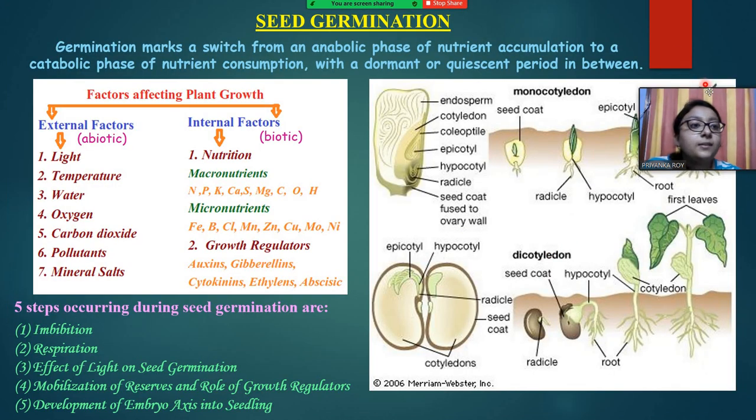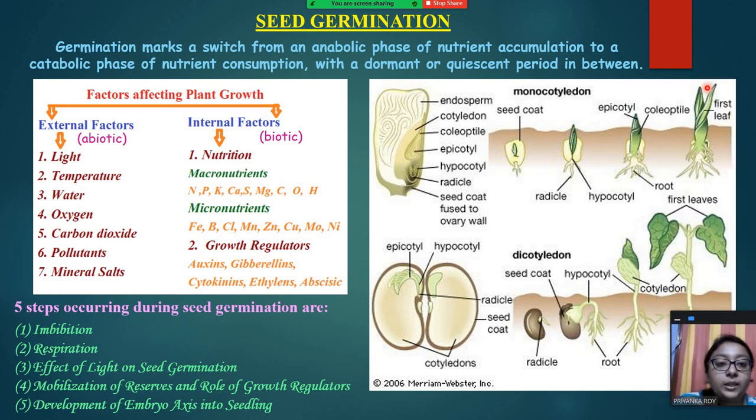Okay, so next is seed germination. Germination, like we already know, is the growing of a new plant from a seed. So it is basically a switch from an anabolic phase of nutrient accumulation. Like I already said, the seed has to store nutrition for the embryo inside, and that is known as the anabolic phase. And then it has to switch to a catabolic phase, when the embryo needs to consume those nutrients and become active and germinate. So this is known as germination.